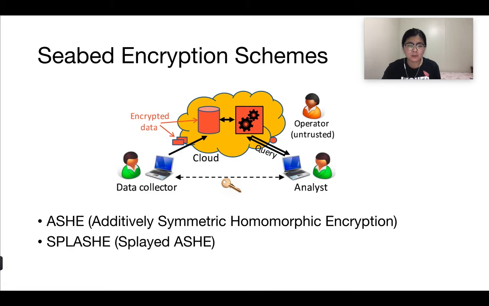So this paper proposed two new encryption schemes. The first one is Additively Symmetric Homomorphic Encryption, and the second one is SPLASHE. ASHE.